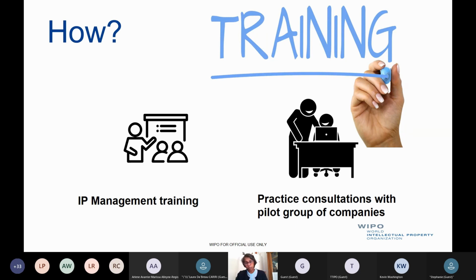And for that, we would like to collect something like 5 to 10 innovative companies in the country to do some kind of a pilot group and practice consultations. So they would help in the project by getting a free consultation with the SME intermediary as part of building the capacity of the SME intermediary by doing such a consultation using the IP diagnostic tool.